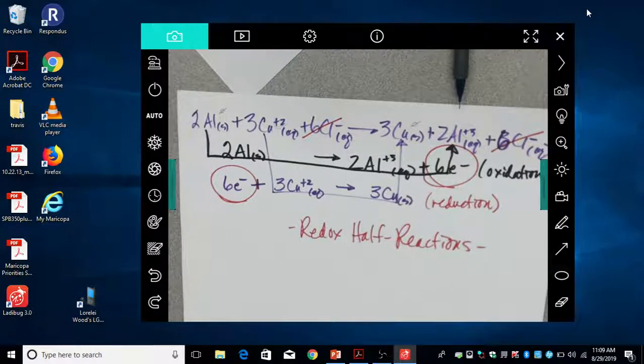Good question. That's often confusing. And these redox half reactions are confusing too. This is the battery industry. This is what these reactions are based on.